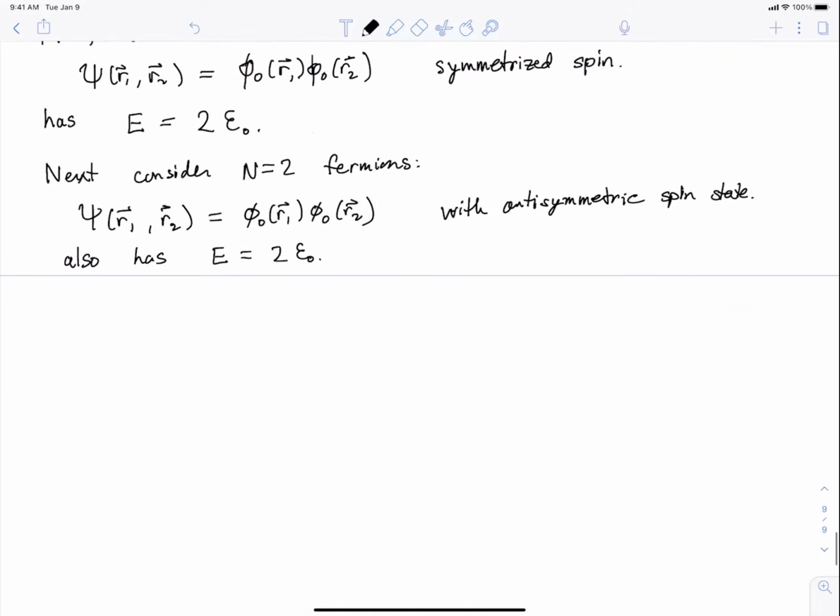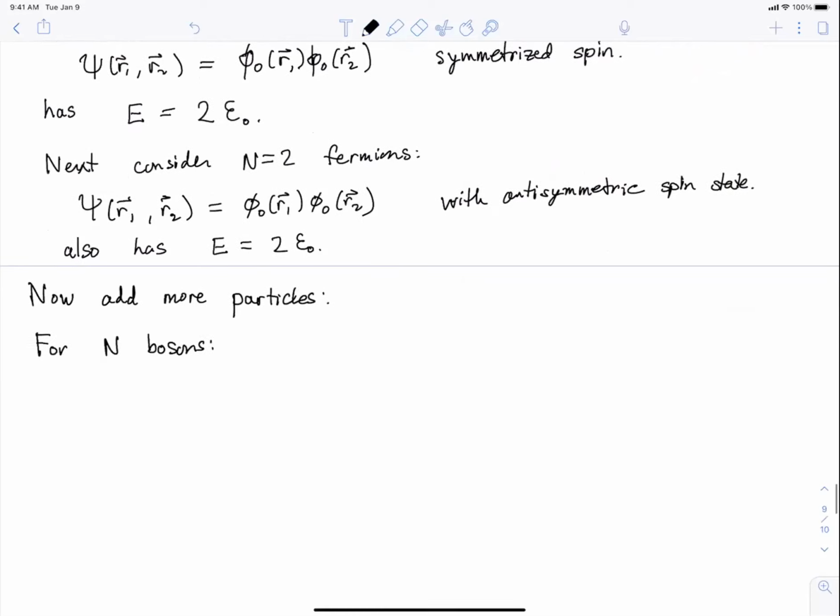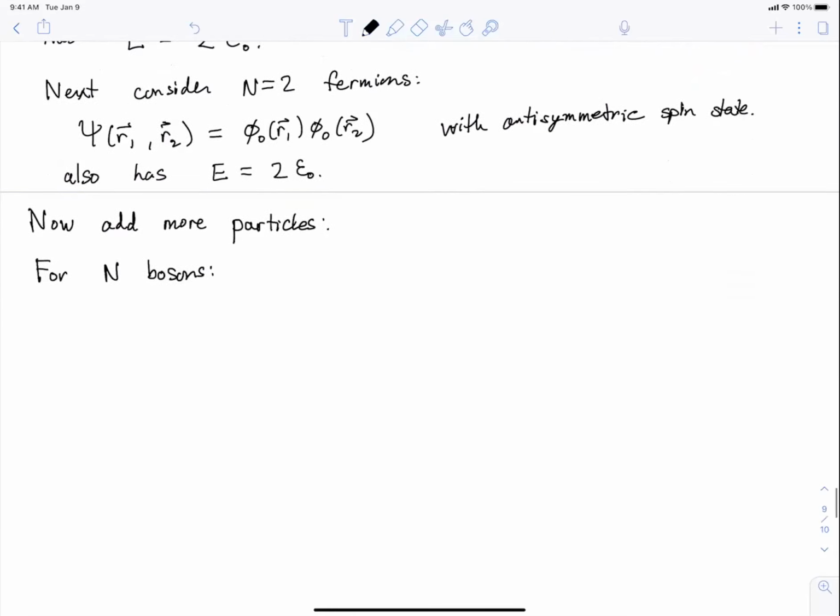Okay, so now let's add more particles of the same type, whether they're fermions or bosons. Okay, and so for n bosons, what's our wave function going to look like?